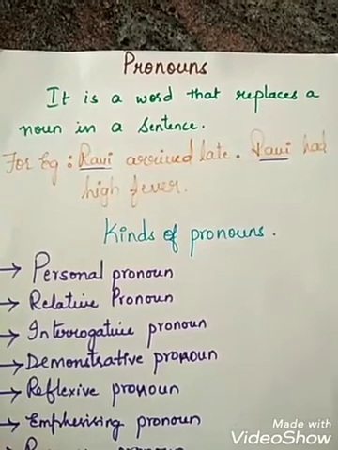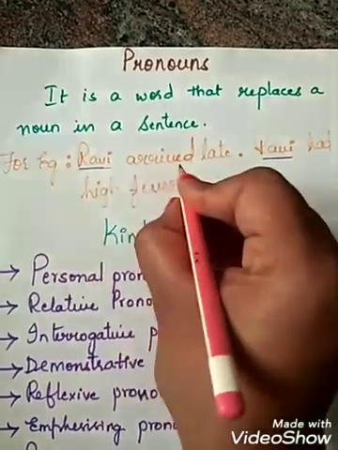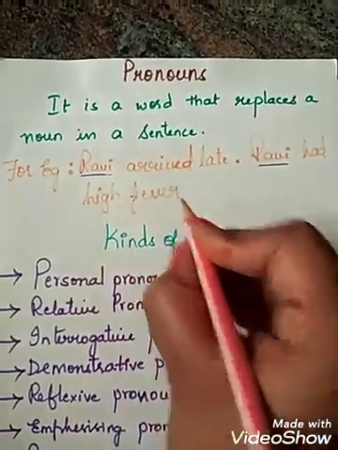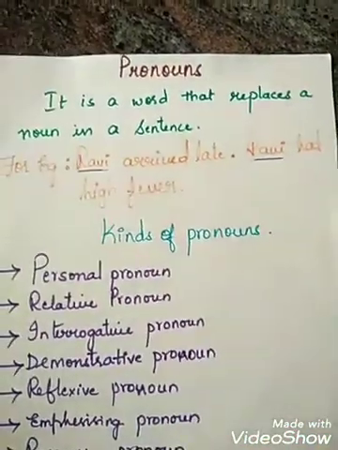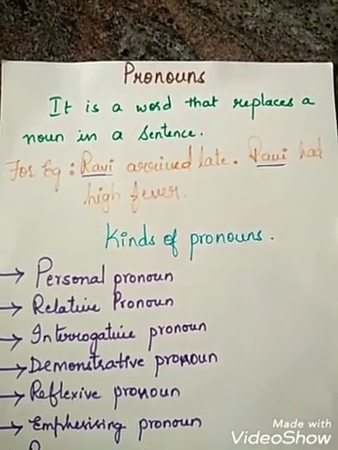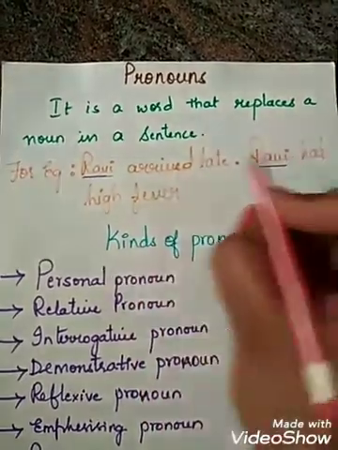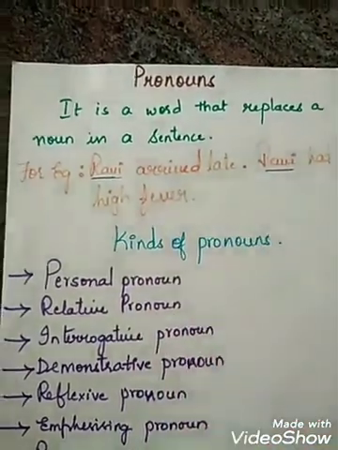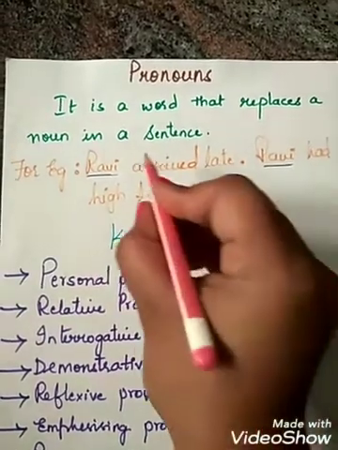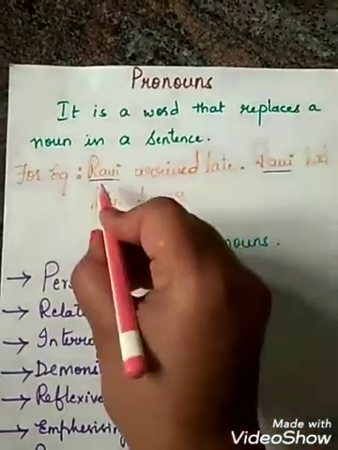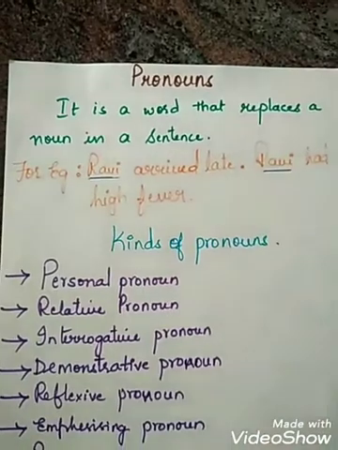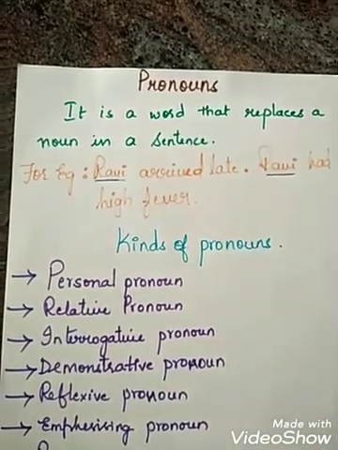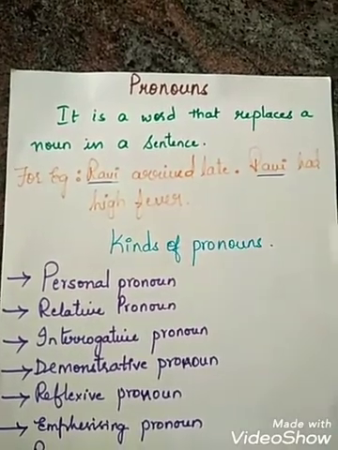Now, for example, Ravi arrived late. Ravi had high fever. Here you can see in both the sentences, you have two sentences, right? In both the sentences, there is repetition of the word Ravi. Can you see the word repeated? Yes. So to avoid the repeated words of the same name, we use pronoun.